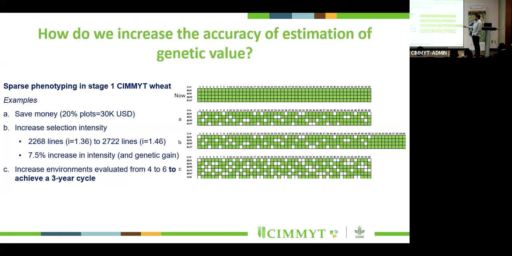So this was an example actually in the program. We're going from 2,268 to 2,722 lines. Our selection intensity goes from 1.36 to 1.46. We've got a 7.5% increase in intensity, all other things being equal. So we can spend the same amount of money and increase our selection. Or we could say we want to test in more environments. So let's go from 4 to 6 environments. So there are various applications of sparse phenotyping.